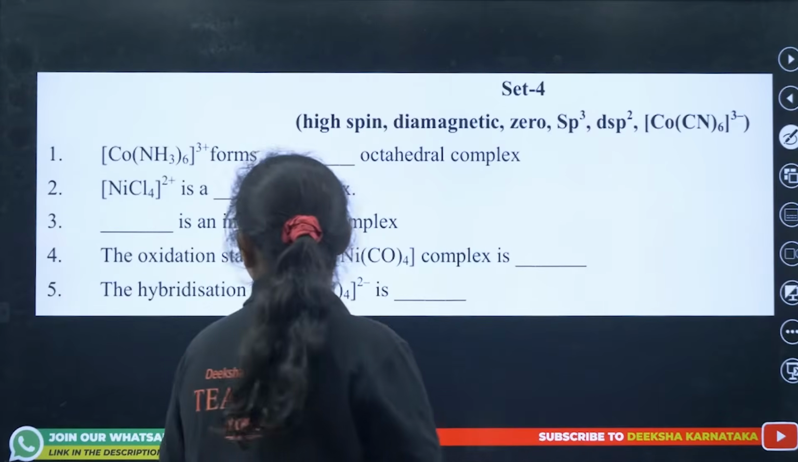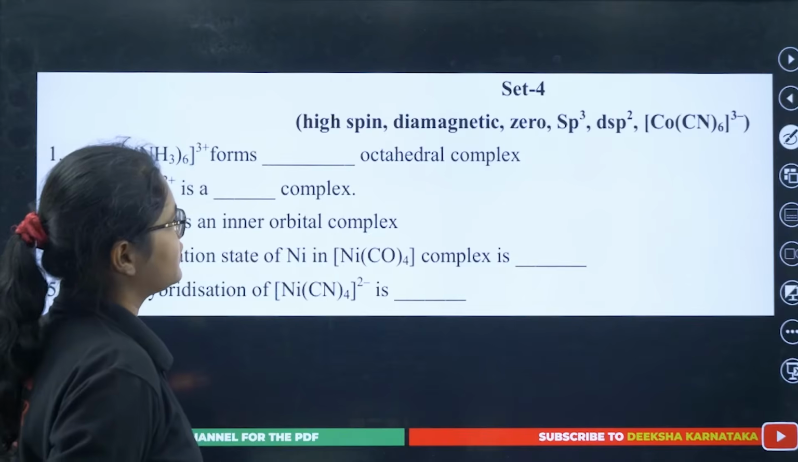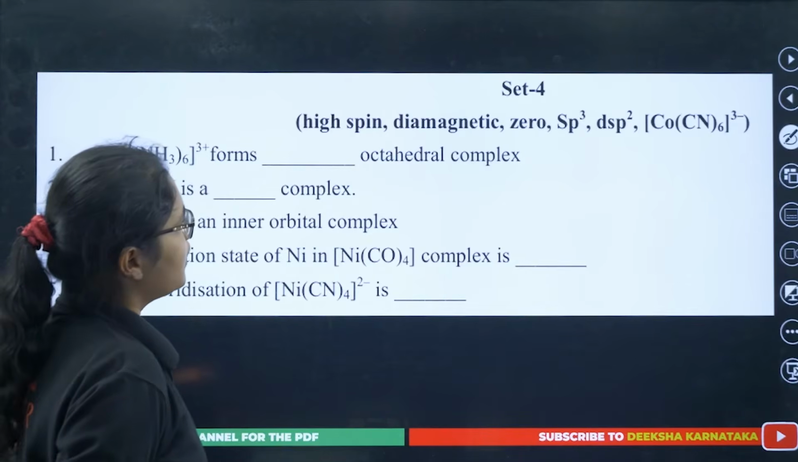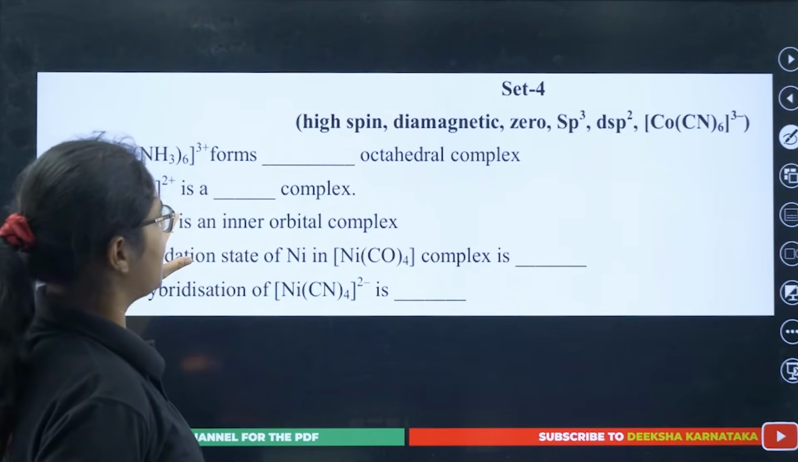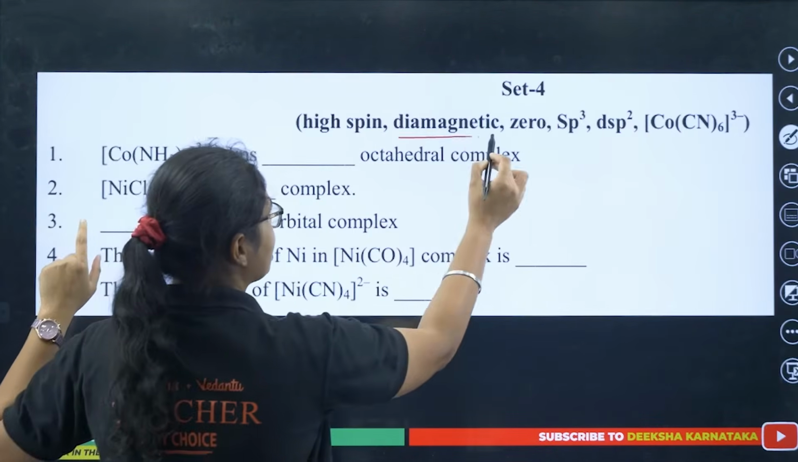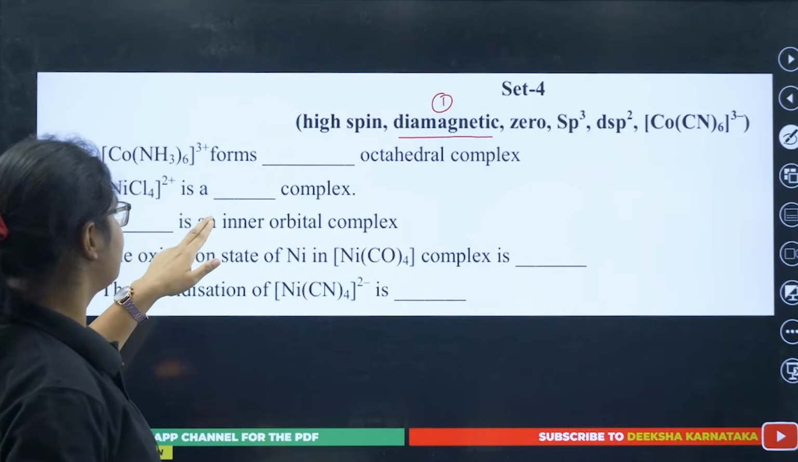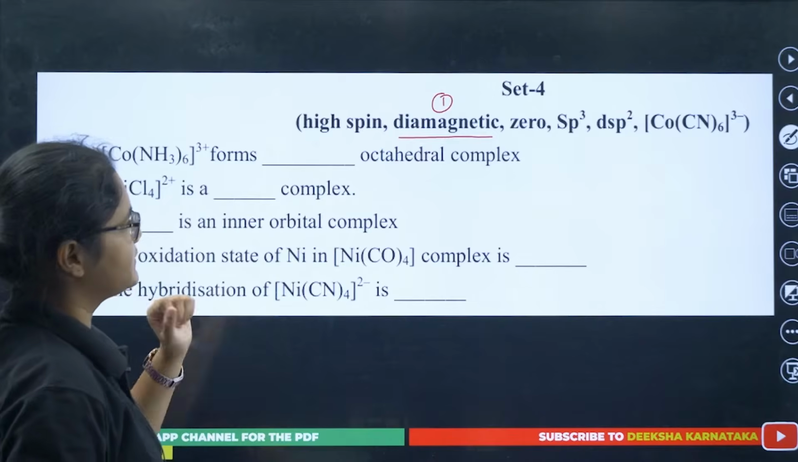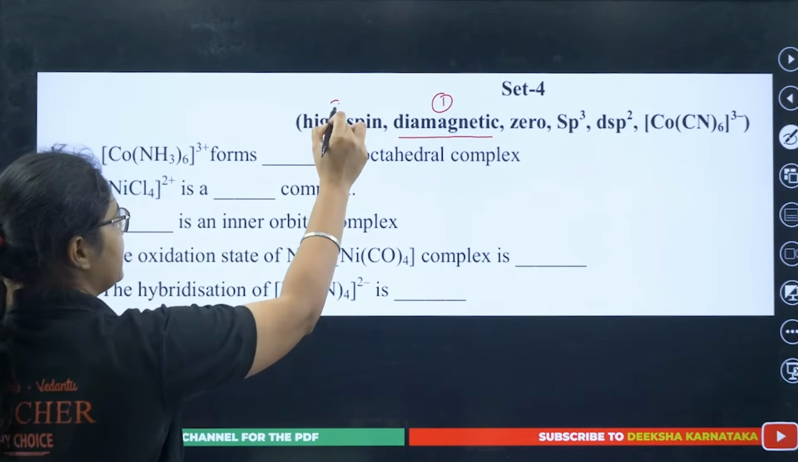Next, set 4. Co(NH3)6 3+ forms an inner orbital octahedral complex. Okay, so NH3 six, what options do we have? This is a strong field ligand, so we will get diamagnetic, so that is why option number 1. NiCl4 2+ is a high spin complex. If you see, it is a high spin complex because it is a weak field ligand.